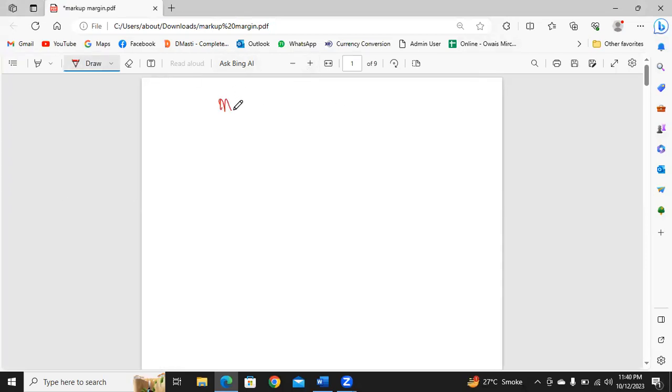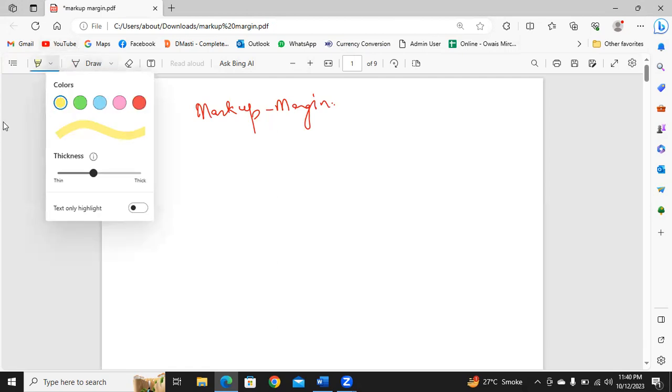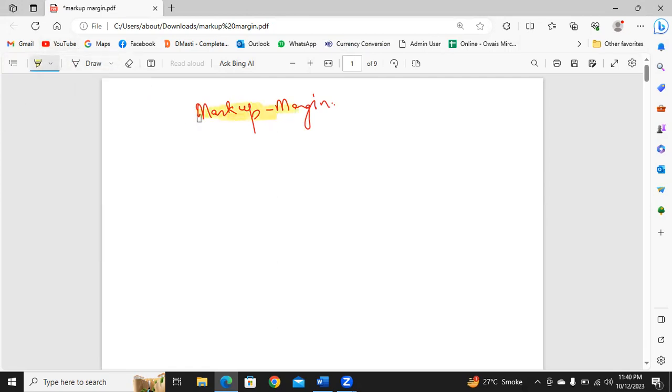So the next area that we have to discuss is a smaller topic. The name of the topic is markup and margin. This is a small area. Now, if you remember, in your previous studies, we have studied these two terms, markup and margin.